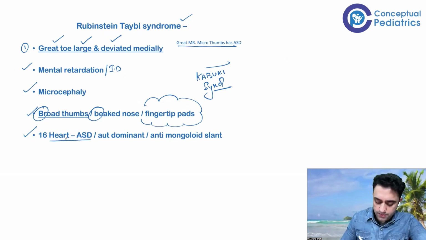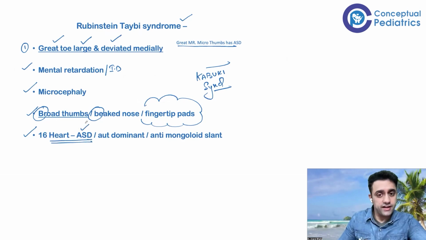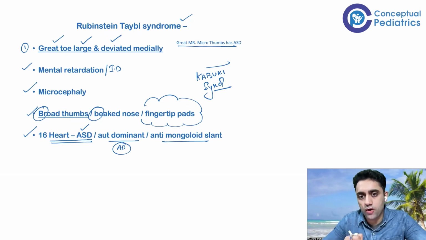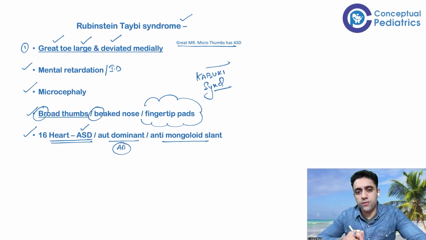So the most common congenital heart defect is atrial septal defect. A for atrial septal defect, A for autosomal dominant inheritance condition, extra point, and the patient will have an anti-mongoloid slant. Very important table viva question: what is mongoloid slant? What is anti-mongoloid slant?